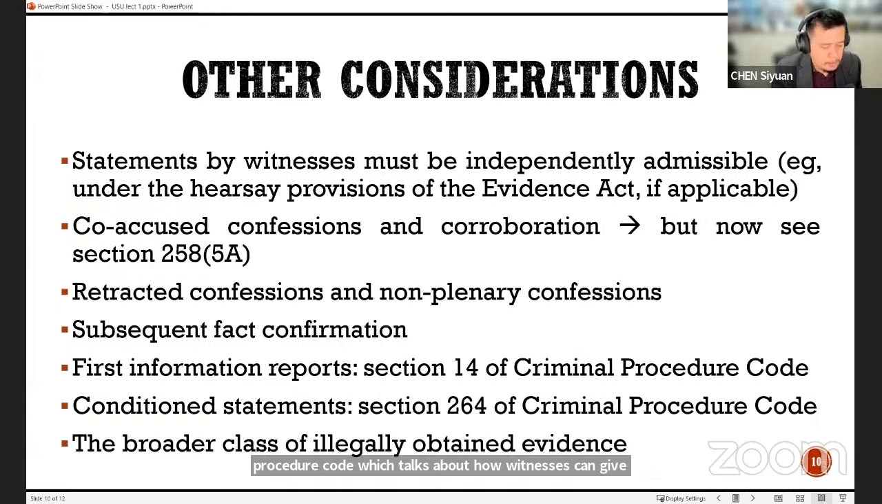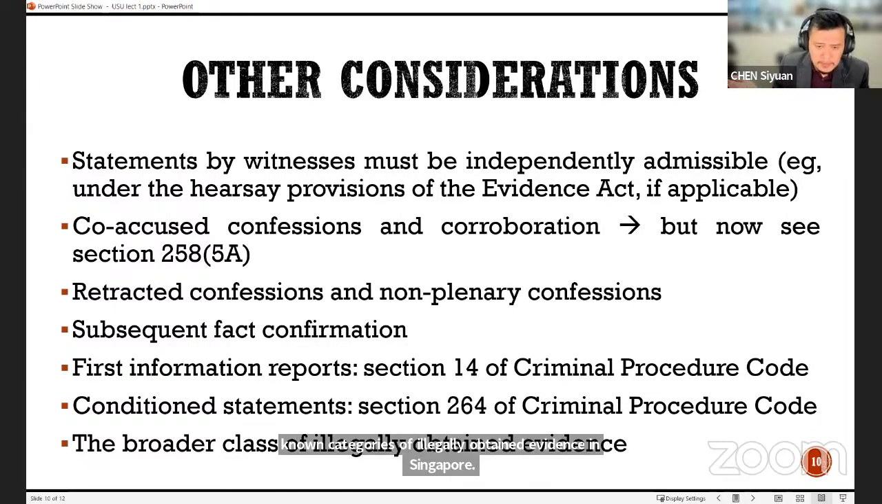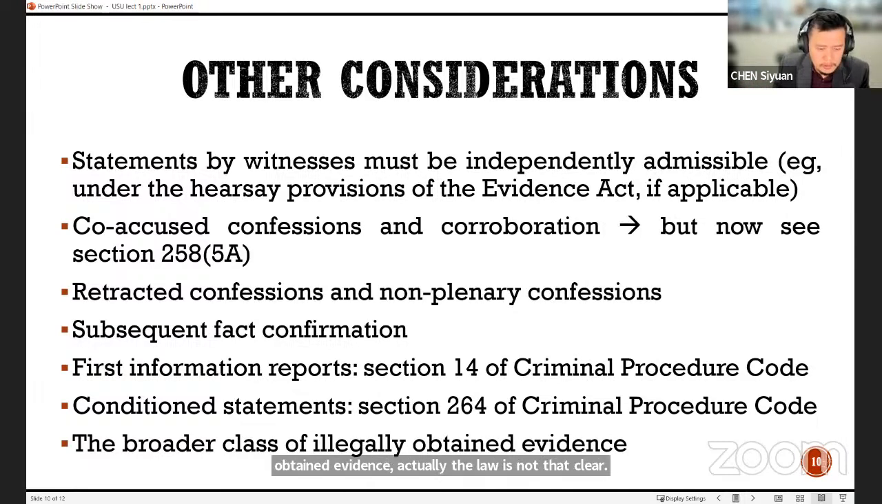And for statements, I've talked about how these statements can be excluded, right? If, let's say, the procedural requirements are not met, if the voluntariness requirements are not met, if it's a confession from a co-accused. So these are the only known categories of illegally obtained evidence in Singapore that will be excluded. For other kinds of illegally obtained evidence, actually the law is not that clear. It seems that it's possible that the courts can still admit the evidence. So this is again quite different from any other common law jurisdictions and further evidence of crime control.